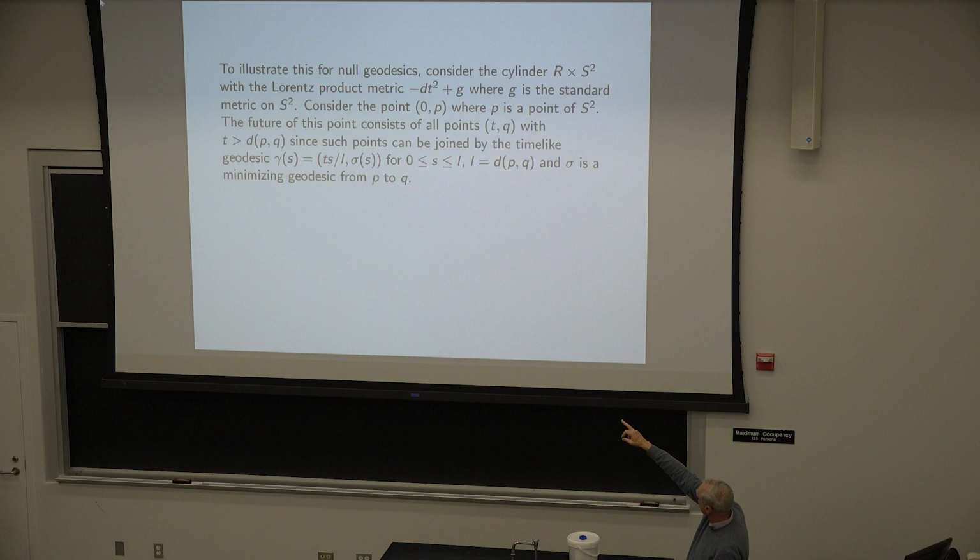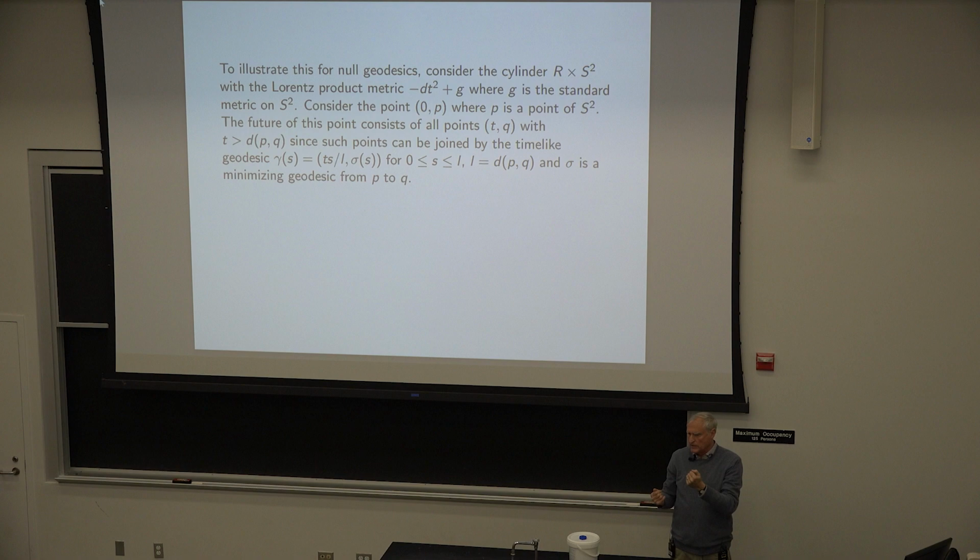s here is an arc length parameter, so it's (t s / L, sigma of s). That's a time-like curve relative to this metric, where L is the distance from p to q, and sigma is a minimizing geodesic from p to q. So in particular, I don't have much space to draw here, but imagine a cylinder, I take a point on it, I take the future of the point, then locally I just get a picture that looks like the Minkowski future light cone. But then when the geodesics hit the opposite point at time pi, everything above that point is in the future, right? So even though those null geodesics extend, they can be deformed locally to time-like curves. And so that's what happens after a focal point for null geodesics.